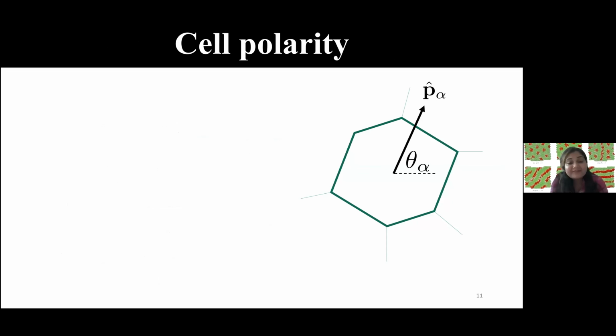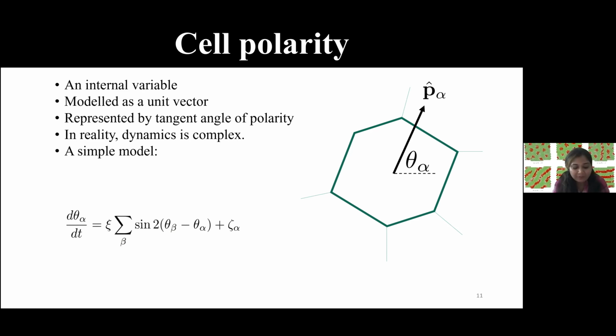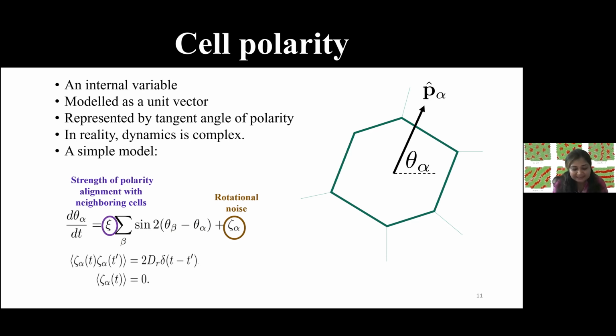Now we discuss a very important term which is used in our model, that is cell polarity. This is an internal variable modeled as a unit vector and represented by the tangent angle of the polarity. In reality, its dynamics is complex, but in our model, the cell polarity dynamics is governed mainly by two parameters. The first one is the alignment strength, which will try to align the polarity of the cell with the polarity of the neighboring cells. And the second is the rotational noise. This term tries to introduce randomness in the system.